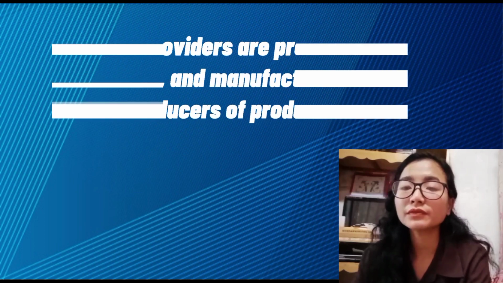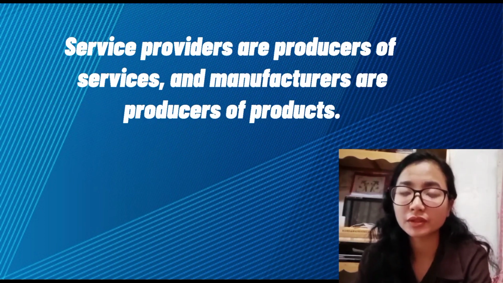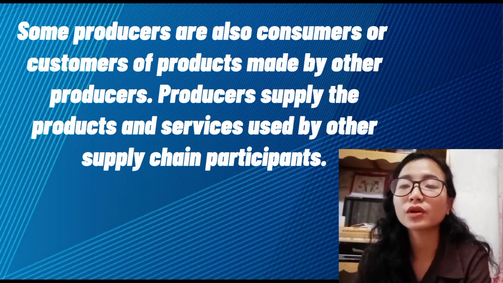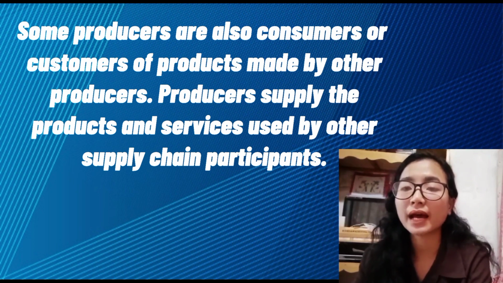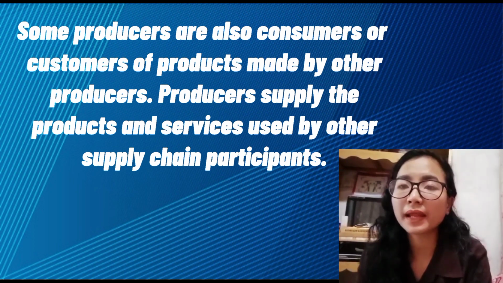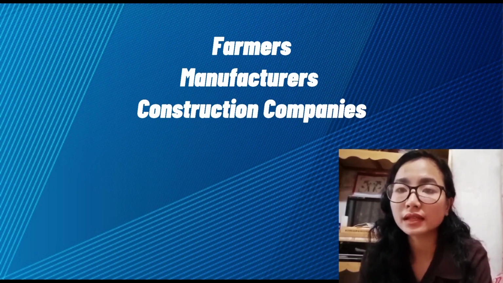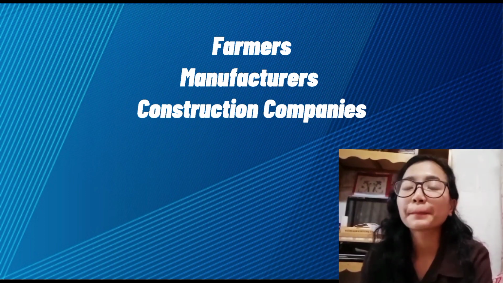Producers of finished goods use the raw materials and sub-assemblies made by other producers to create their products. Service providers are producers of services and manufacturers are producers of products. Some producers are also consumers or customers of products made by other producers. Producers supply the products and services used by other supply chain participants. Examples of producers are farmers, manufacturers, and construction companies.